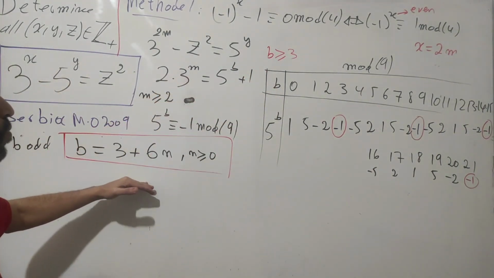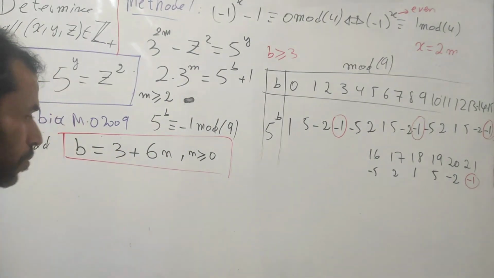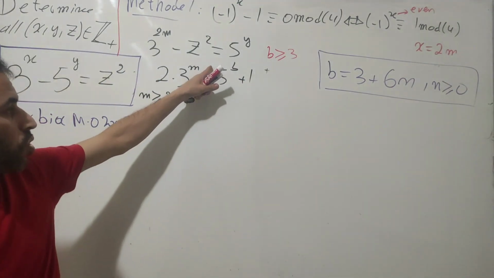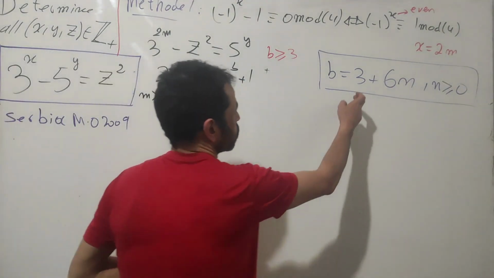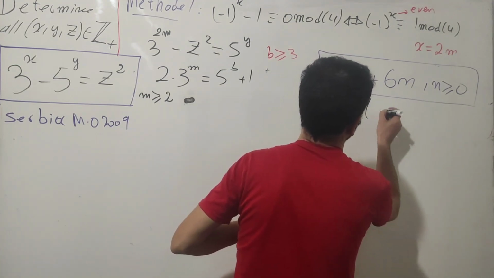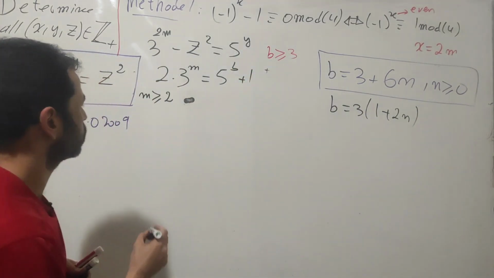Now let's take this value of b and insert it back into the original equation and keep working on this one. Okay, taking this value that I have found, I'm going to put it into the original equation. Before we do that, I'm going to take the number 3 as a common factor here. So we get b equals 3 factor 1 plus 2n. Okay, let's put this one into the exponent.